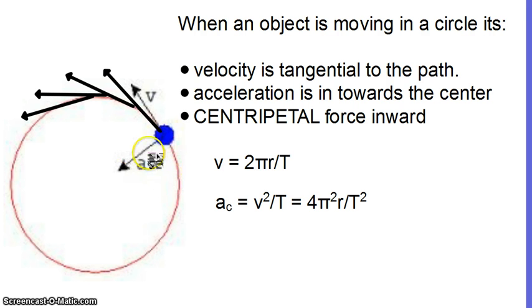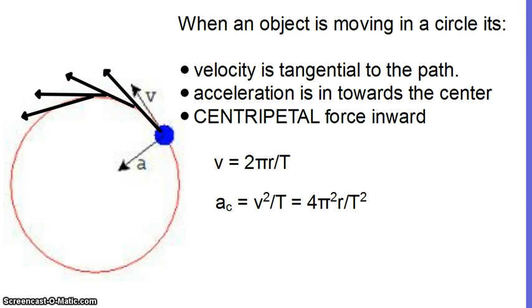So anyways, the acceleration in order to change our direction is always going to be inwards. To go from that moment to the next, it's going to be pointed inwards towards the center. So again, velocity is tangential to the path that you're taking in a circle. Acceleration is always going to be in towards the center. And the centripetal, not centrifugal, that's a made-up force, but the centripetal force is also inward.